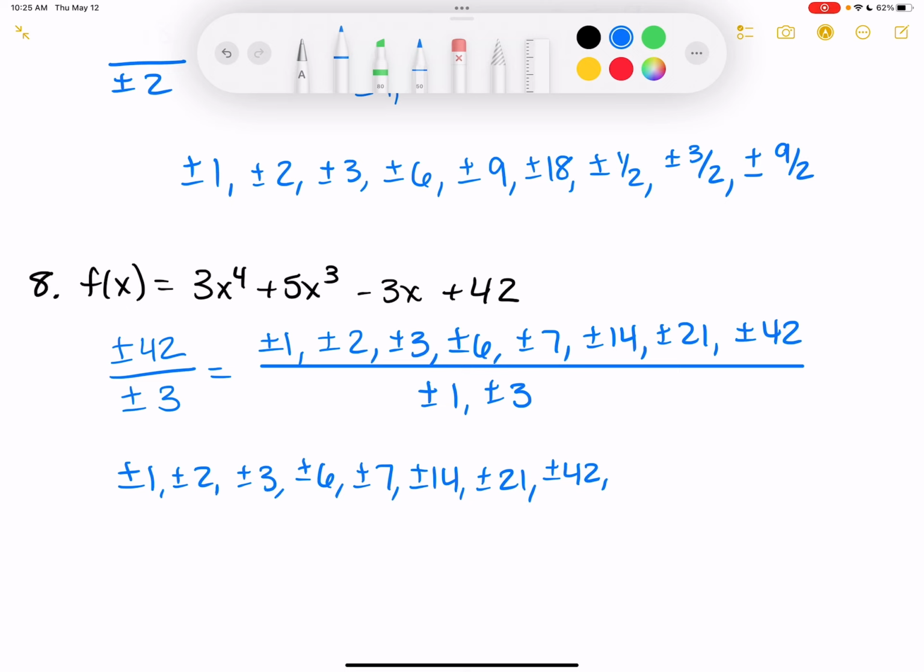All right. What comes after this? Plus or minus 1/3. Plus or minus 2/3. Yay, we've written that. And then the 3, that's a 1. That's already there. 14 over 3. We already wrote 7. We already wrote 14. Okay, that's all.